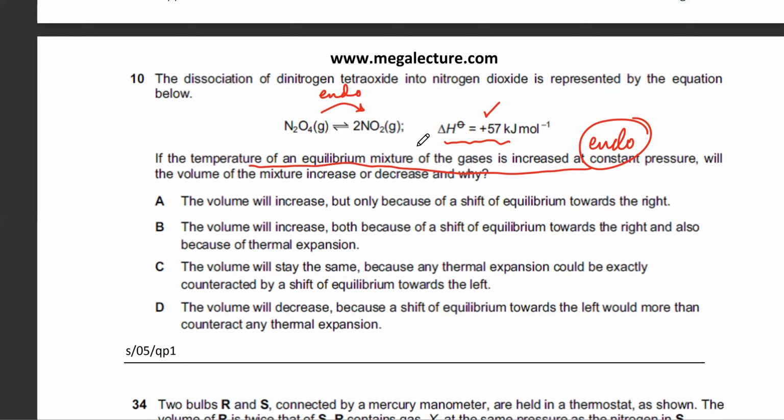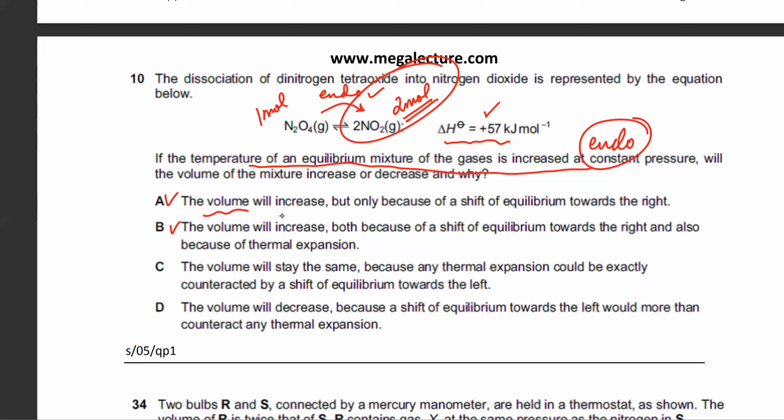So if the temperature of an equilibrium mixture of the gases is increased, what will happen to the volume of the mixture? Increase or decrease, and why? If you favor the endothermic reaction, which is the forward, because you're increasing temperature, the amount of gas would increase. 1 mole on this side, now you've got 2 moles. The volume will increase because you've got more moles of gas. So the volume will increase.